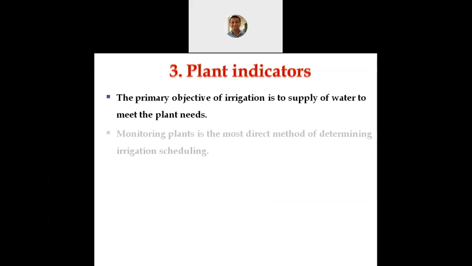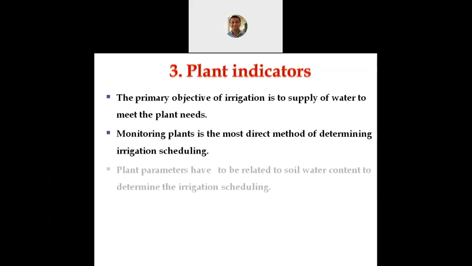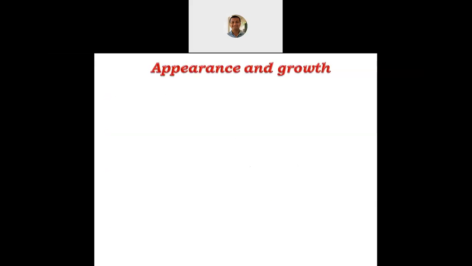The third factor for scheduling irrigation is the plant indicator approach. So here the irrigation is scheduled based on the plant water status or maybe the physical appearance of the plant or some measurements of the water content in the plant, which give us an indirect measurement of whether the plant is under water stress or not.